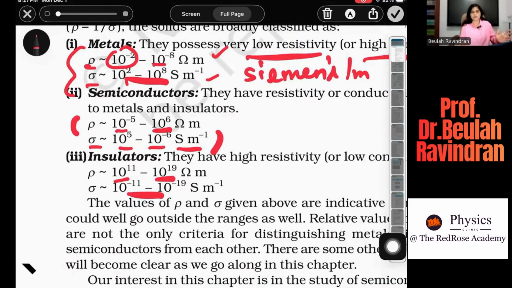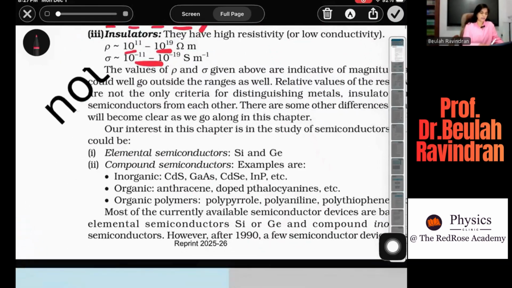Okay, you know the formula also. How this rho comes, right? That is also enough. R is equal to rho L by A. So everything you have learned. Okay.